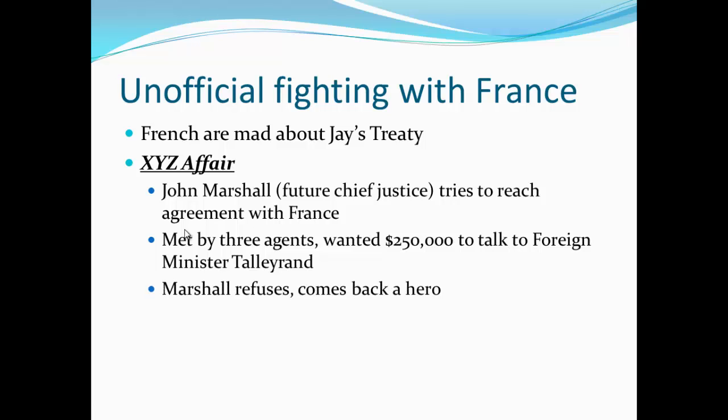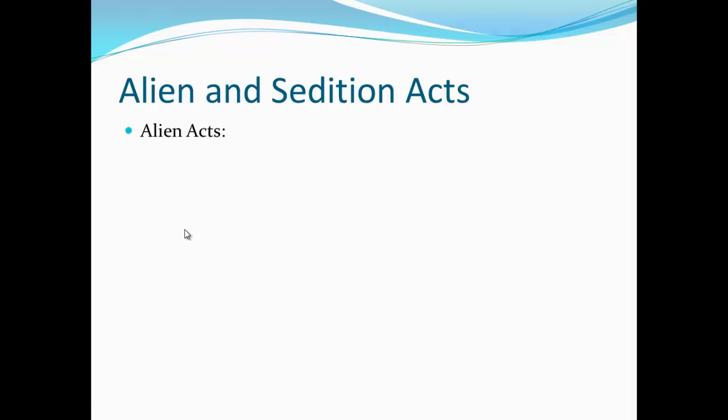People love John Marshall, but they are furious with France. And you start to see a lot of people that want to go to war with France. As a result of this, we see 2 acts that are passed, the Alien and Sedition Acts. And the primary goal of both of these acts was to hurt Jeffersonian Democrats or Thomas Jefferson and his supporters. Remember, Thomas Jefferson was in favor of France, unlike Hamilton, who was pro-British. So the Alien and Sedition Acts are aimed at hurting Thomas Jefferson.